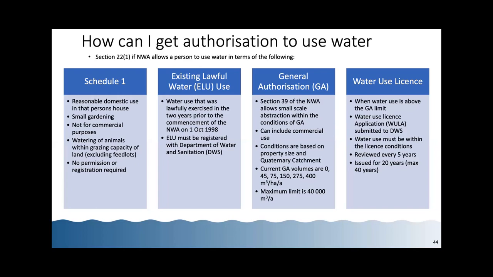If you want to abstract on a large scale and the volume you want to abstract is over the GA limit for your property, you will need to apply for a water use license. This is a much longer and detailed process than a GA. A water use license is applied through the Department of Water and Sanitation. It's reviewed every 5 years, and it's issued for a maximum of 40 years. We mainly, however, only see 20-year licenses. It's also important to remember a license comes with multiple compliance conditions, which I will show you a bit later.